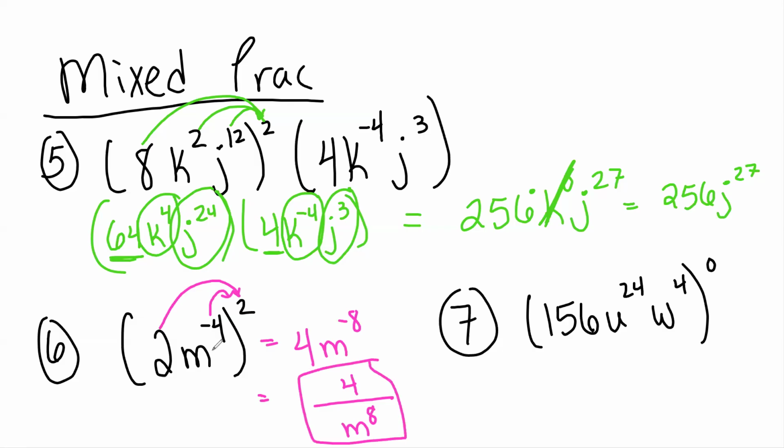Number 7, trick question, anything to the 0. That whole shebang is being raised to the 0, so it's 1.